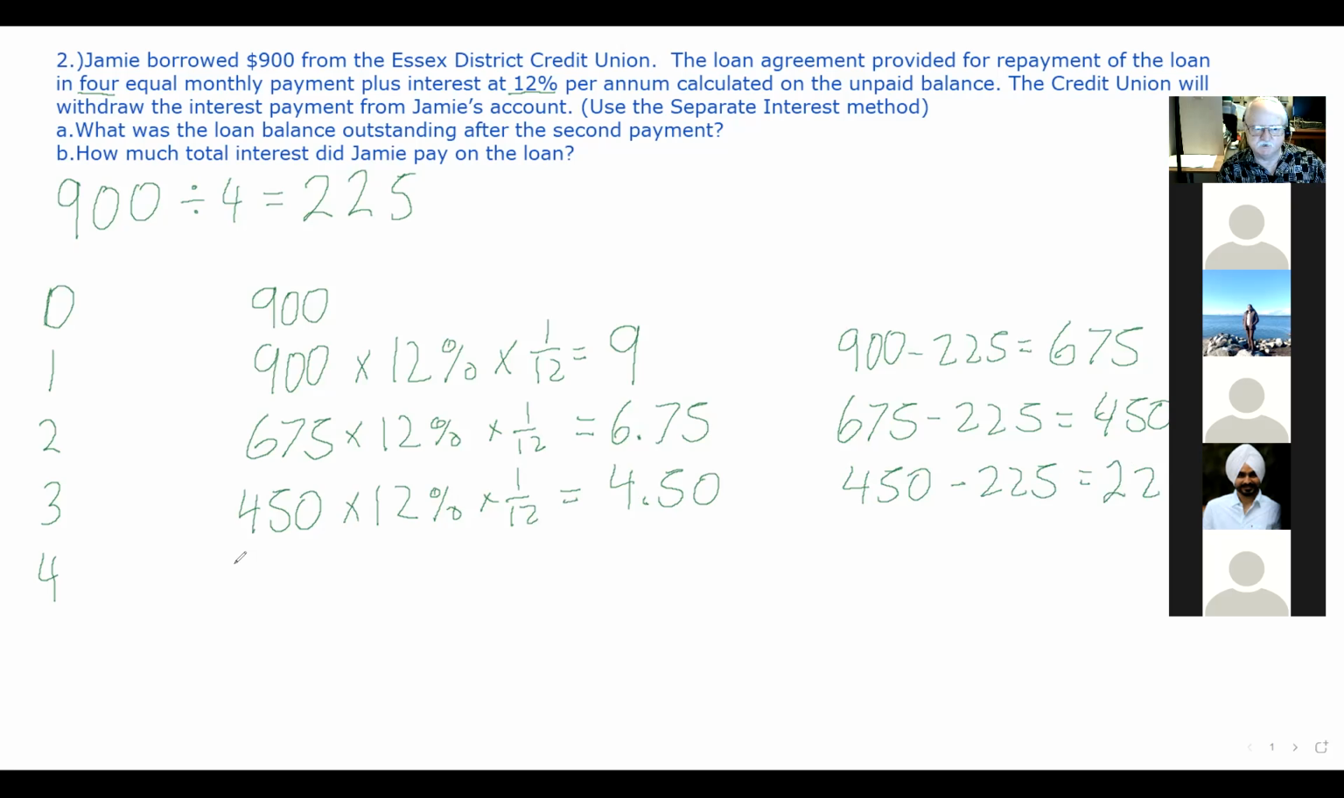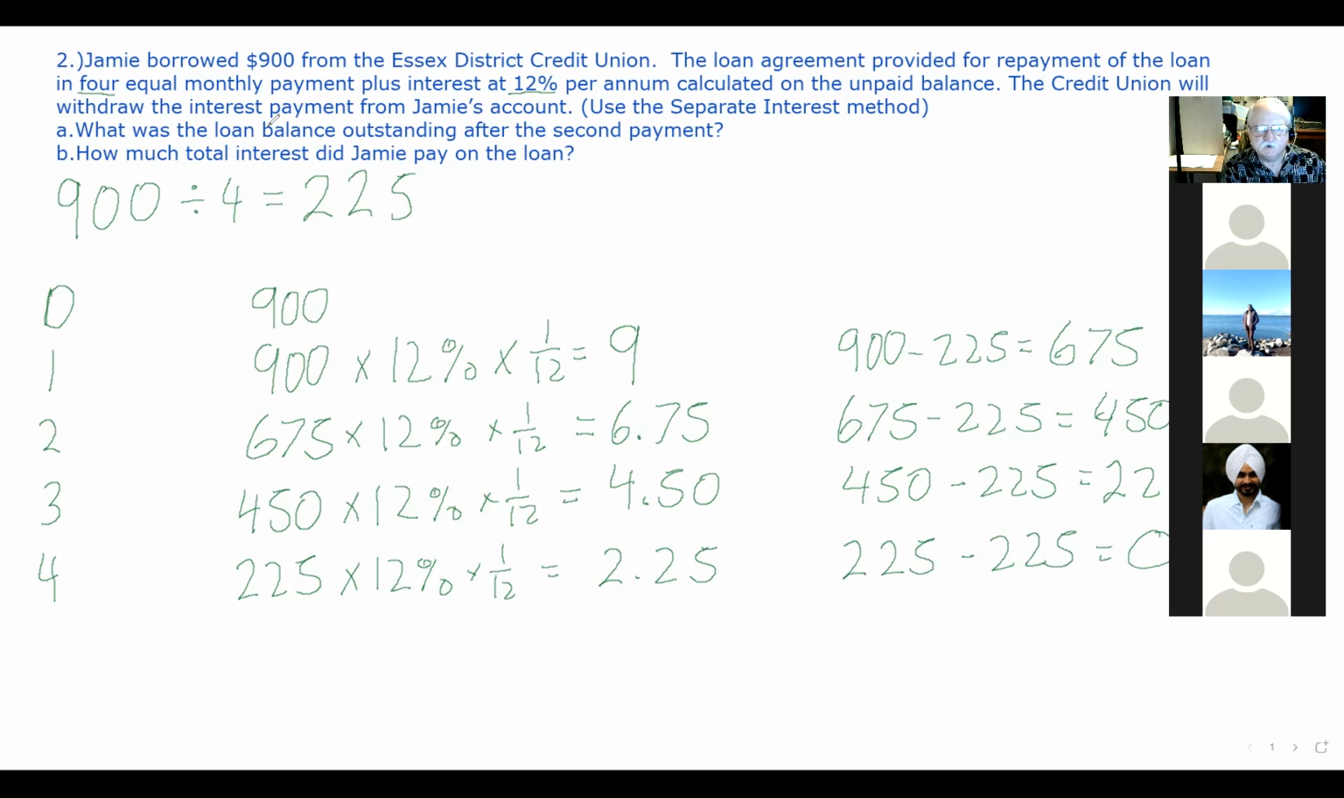So for the last month, there's $225 outstanding at 12% for 1/12 of a year. And I'm betting that comes to $2.25. And then they make a payment of $225, and the balance is down to $0.